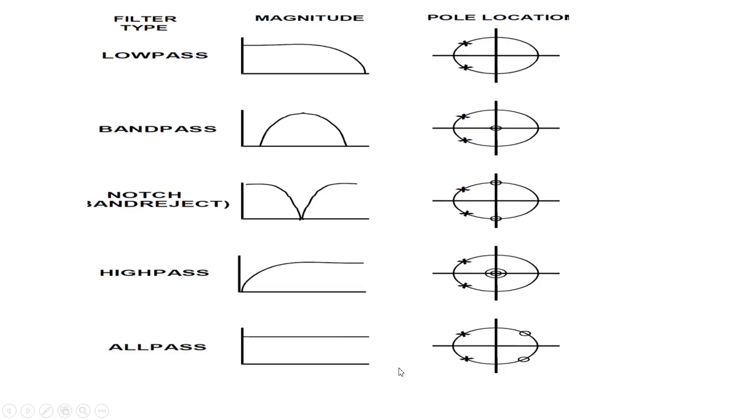Now, for a high pass filter, the poles will be there on the semicircle, but an equivalent number of zeros will be there at the origin. And in the case of all pass filters, that's the point which I was trying to explain in the previous slides, you will have two poles which are a complex conjugate pair of poles, and two zeros which are again a complex conjugate pair of zeros. So that makes the result of a filter to be an all-pass filter.